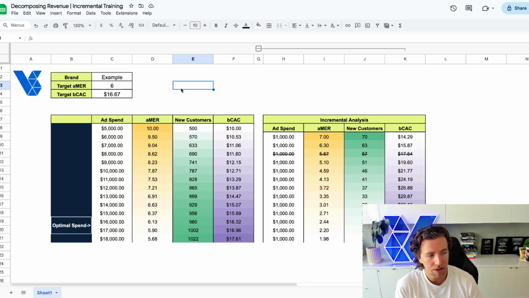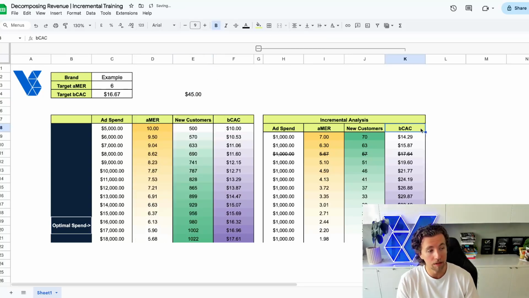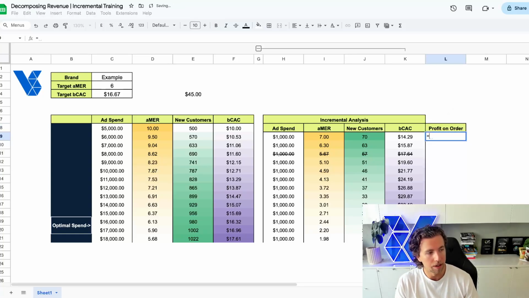Let's say that we want to do a little bit more volume. We're happy not making as much money on these customers. And to make this simpler, let's say that they have $45 in gross profit on these purchases. And so the amount of profit that they're making, we can literally just put in here. We can go profit on order, and we can go 45 minus this. We just need to lock this cell in, and we'll now have profit per order. And so we can see when we start acquiring customers unprofitably.